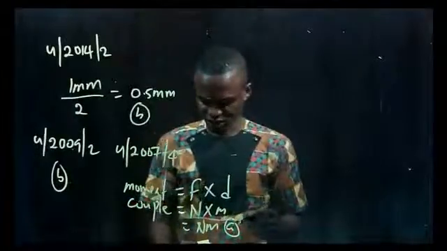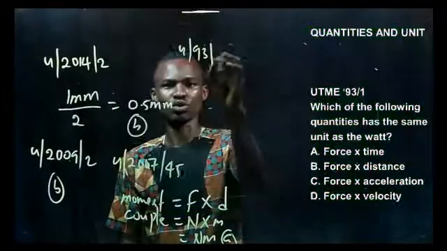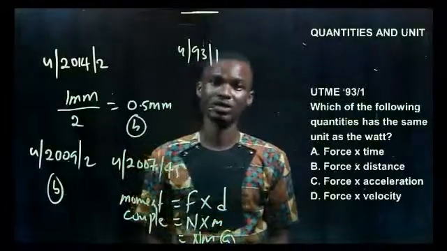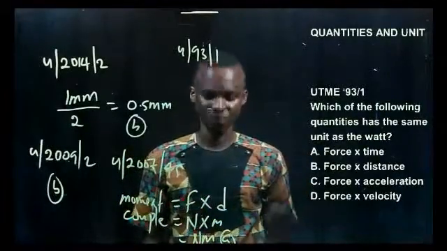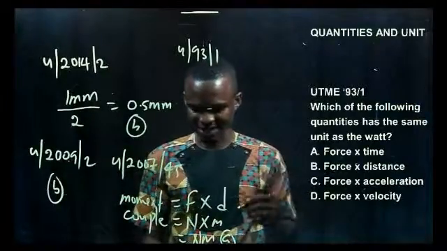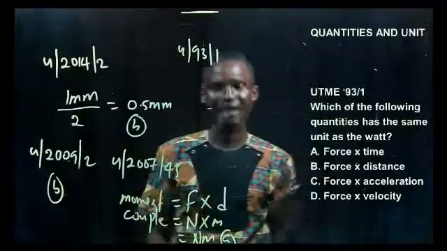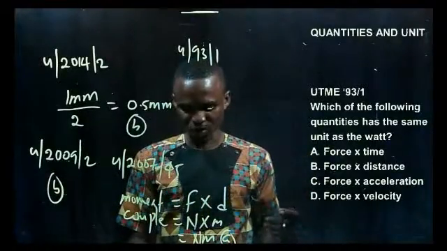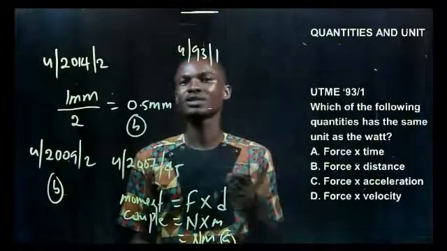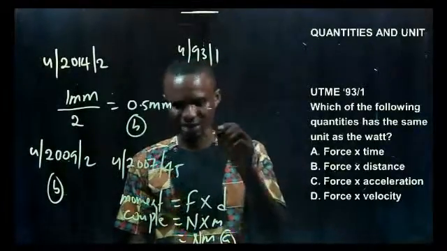Now I'll move on to the next question. The question is UME 93, question 1. The question is very simple. Which of the following quantities has the same unit as watts? To correctly answer this question, you must know the quantity that has watt as its unit, and that is power.